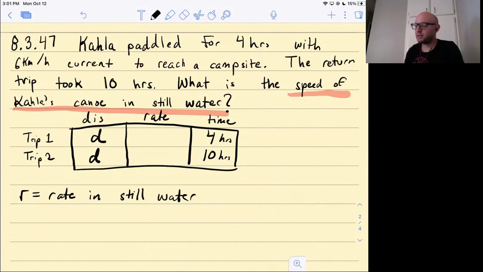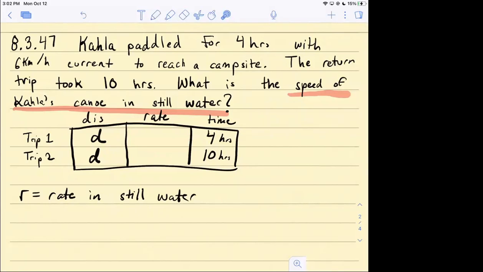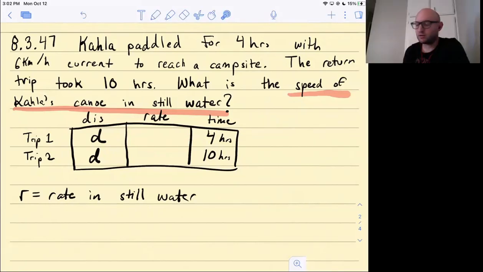Is the current helping her or hurting her for the first trip? You do have to think about what the situation is. What do you guys think? What should I write in for this box right here? Aiden, nice, it's helping, right? So therefore, what expression would be good to write in, if it's making her go faster? Nice. We would do r plus 6.